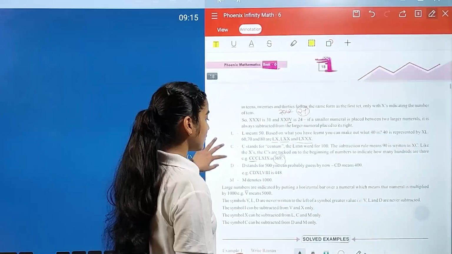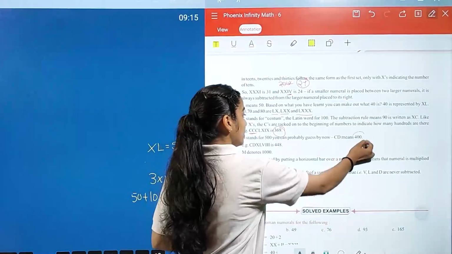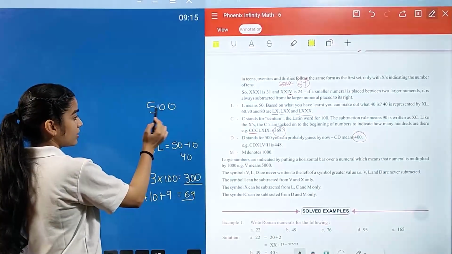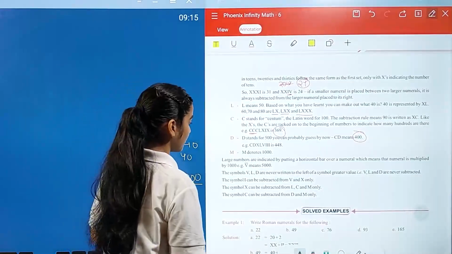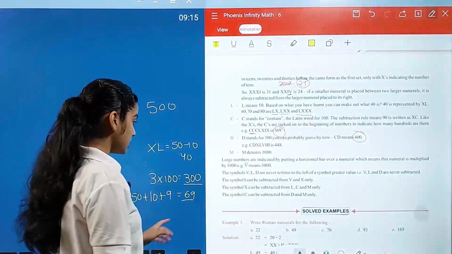D stands for 500. You can probably guess by now. CD means 400 because D means 500 and C means 100. So you can subtract it and you will get your answer. Similarly, you have to solve your questions by following these rules.